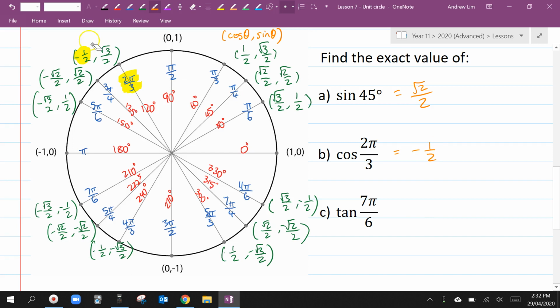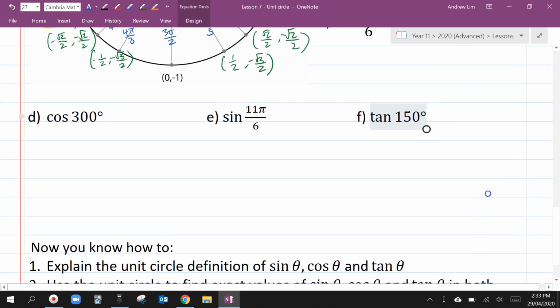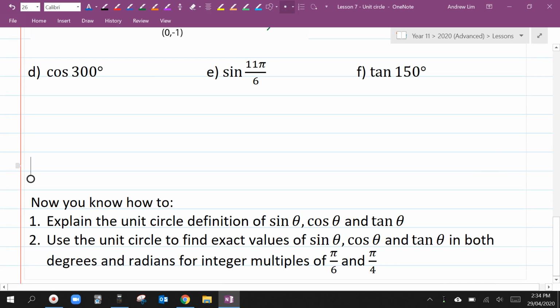Okay, let's have a look at C. Tan of 7 pi on 6. Well, 7 pi on 6 is here. But because it's tan, and we know tan is sine theta on cos theta, sine of the angle on cos of the angle, sine is negative half, cos is negative root 3 on 2. The 2's cancel, the negatives cancel, so I'm left with 1 over root 3. Okay. Have a go with questions D, E, and F. I'll get you to pause the video, and when you're ready, continue playing the video to check the answers.